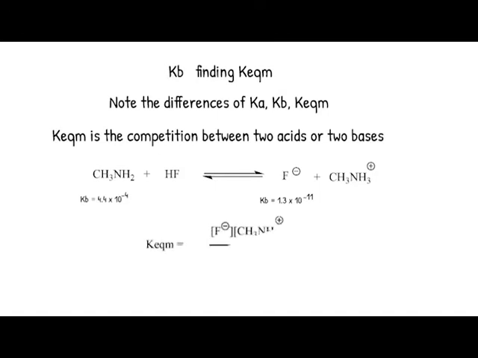The equilibrium expression for this reaction is given below. The concentration of the product ions multiplied by each other divided by the concentration of the reactants. The numerical value of K equilibrium can be determined by the value of Kb of the bases. There is no need to change these values to Ka. The next slide will show the rearrangement of the equations.